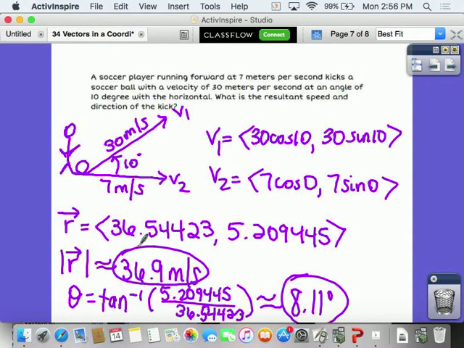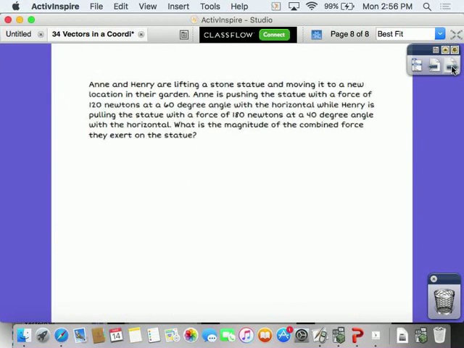Okay, so this is one person, one vector was them running straight across, the other vector was them kicking the ball. Now, this last example, you have two people, Ann and Henry. They are lifting a stone statue and moving it to a new location in their garden. Ann is pushing the statue at a force of 20 newtons at a 60-degree angle with the horizontal, while Henry is pulling the statue with a force of 180 newtons at a 40-degree angle with the horizontal. So you have to find the magnitude of the combined force they exert on the statue.